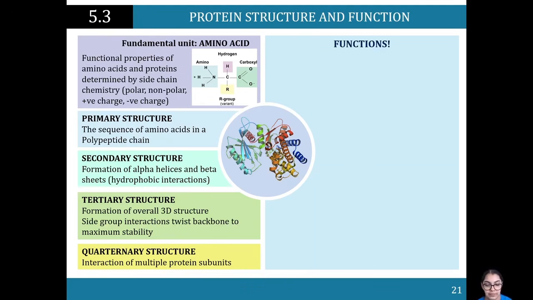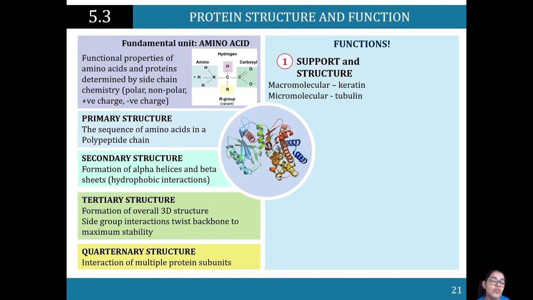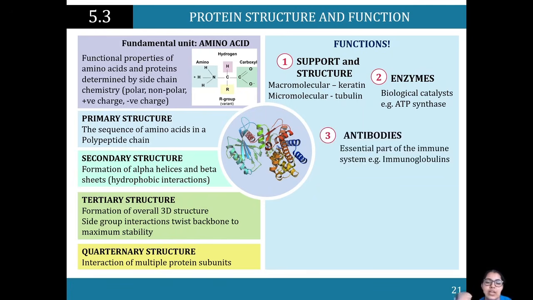They are interacting. So what are the functions? Protein is important for support and structure. So in terms of macromolecular substances, keratin is protein, and so is tubulin, which is micromolecular. It's part of the cell. Enzymes are also made of protein, so they are biological catalysts and we need them. And a really big example is ATP synthase, which allows us to produce ATP, which is energy. Antibodies are an essential part of the immune system, and again, they are proteins.